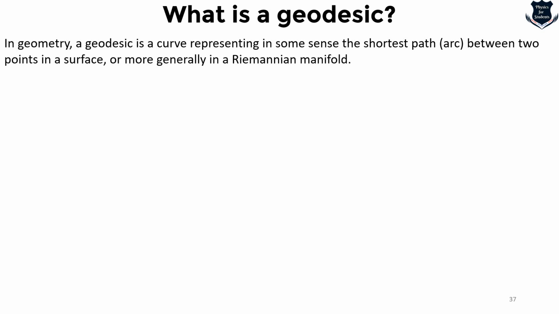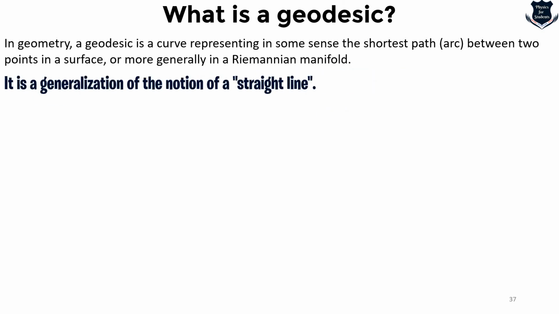Let us ignore what a Riemannian manifold is. We are not interested in that. What we are interested in is that it represents the shortest path. Now, if I say that it is a generalization of the notion of a straight line, it won't be wrong, because a straight line is something we take in terms of Cartesian coordinates, I would say Euclidean space. But once we generalize from a straight line to further curvatures, it becomes what is called a geodesic.